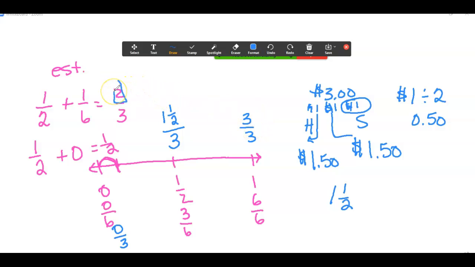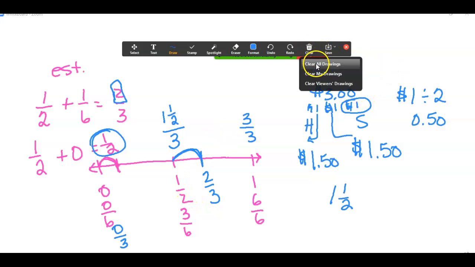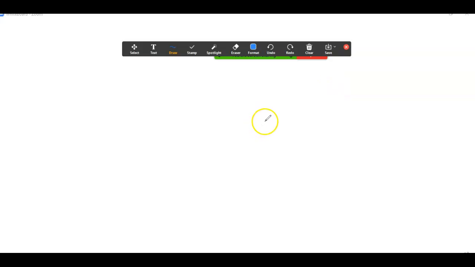Okay, so I have 1.5 here and I have 3 here. What I want to do is place the 2. So 2/3 would be about right here. Okay, and I can see that that is close to a half, which was our estimate. So that is a good estimate. Okay. All right, so now that I've done that, let's go to our next problem. Okay, and this problem is 1/9 plus 5/6.